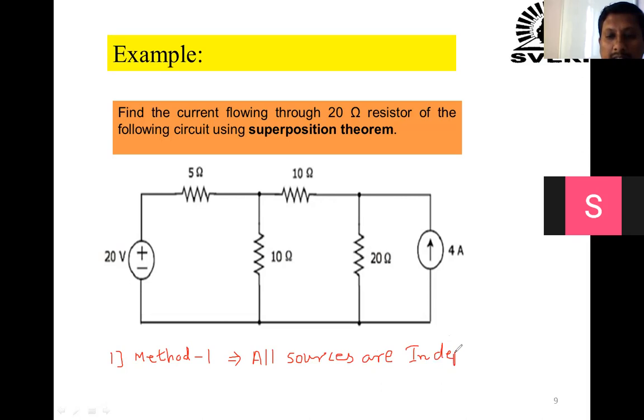Minimum 2 should be there. That is the common condition that always remains. All sources are independent. Second method, or type 2. Minimum, or at least, 2 independent sources. Minimum 2 independent sources.